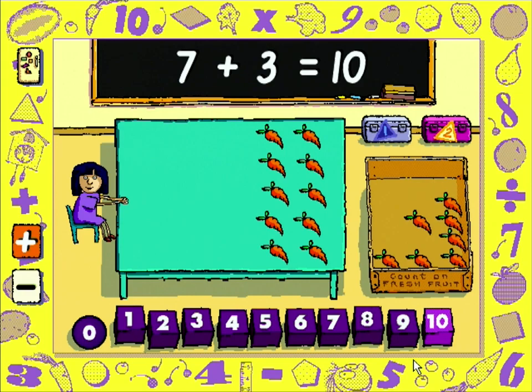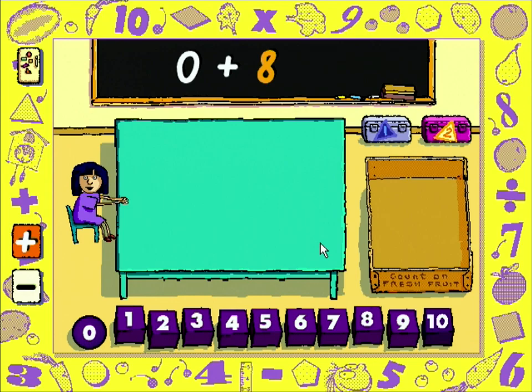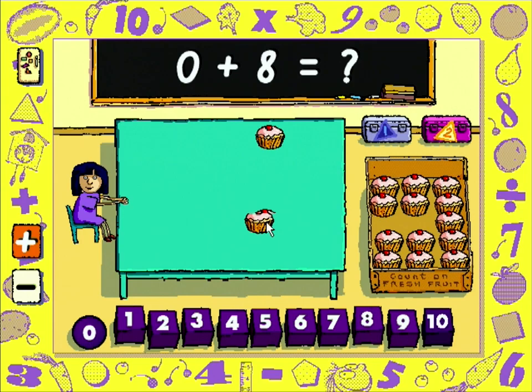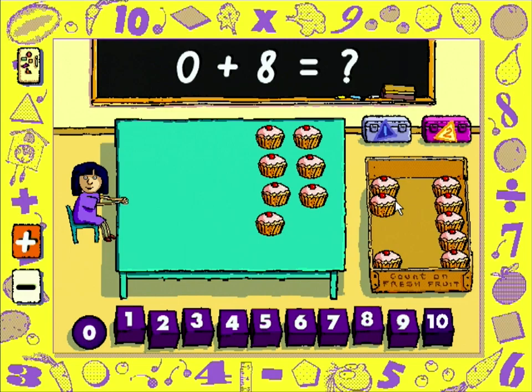I haven't got any cakes. Get me 8 more out of the box. 8. Yahoo! 0 plus 8 equals 8.